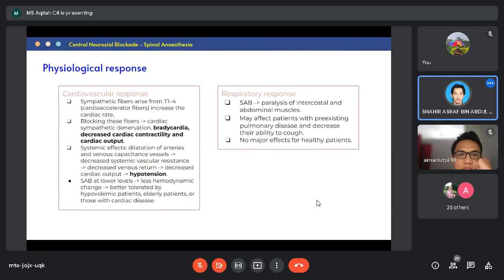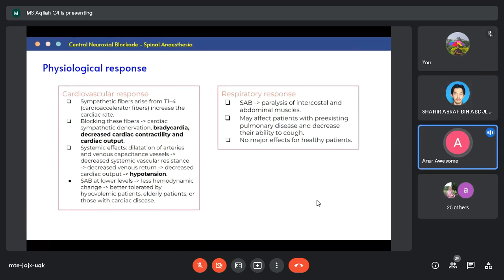So not all spinal anesthesia will result in bradycardia, decreased cardiac output, or directly inhibit cardiac contractility. But all patients given spinal anesthesia will have this vasodilatation and venodilatation effect. So vasodilatation will lead to a decrease in the systemic vascular resistance, and venodilatation will lead to venous pooling and reduced venous return, leading to a reduction in stroke volume, cardiac output, and hypotension. Okay? I hope it is clear on that.